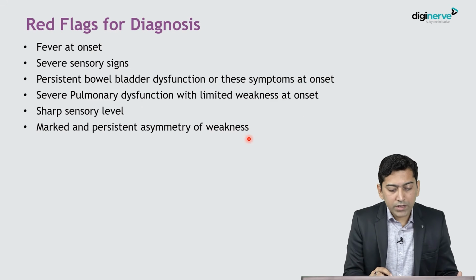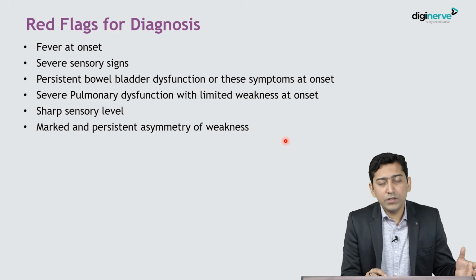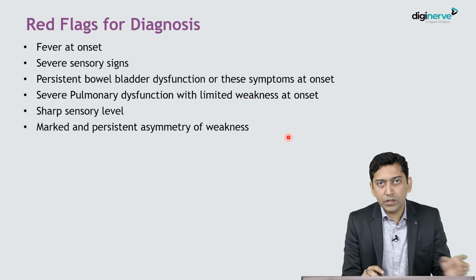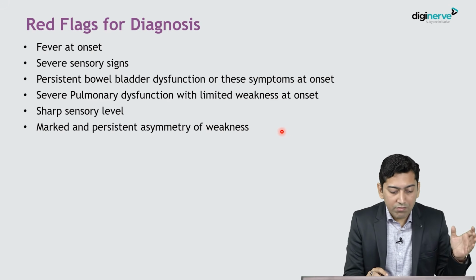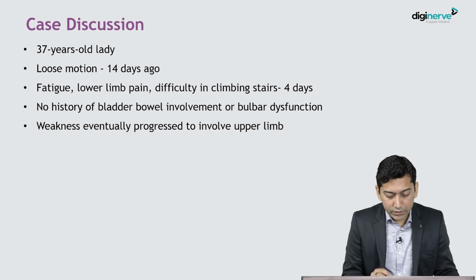There can be marked and persistent asymmetry of the weakness. So as we know in GB syndrome, there can be asymmetry at onset, but quickly it becomes symmetric. But if it's a marked and persistent asymmetry of weakness, we should think of another diagnosis.